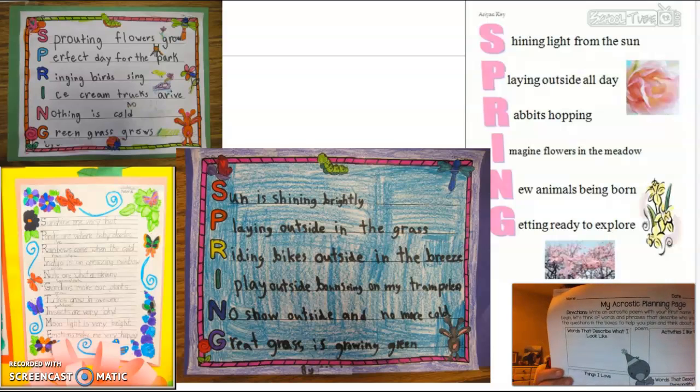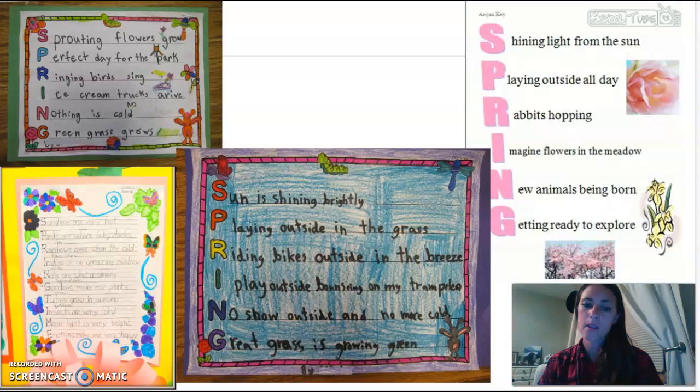So turn to this page. It says my acrostic planning page. Write an acrostic poem with your first name. Before you begin, let's think of words and phrases that describe who you are. Answer the questions in the boxes to help you plan and think about your acrostic poem.